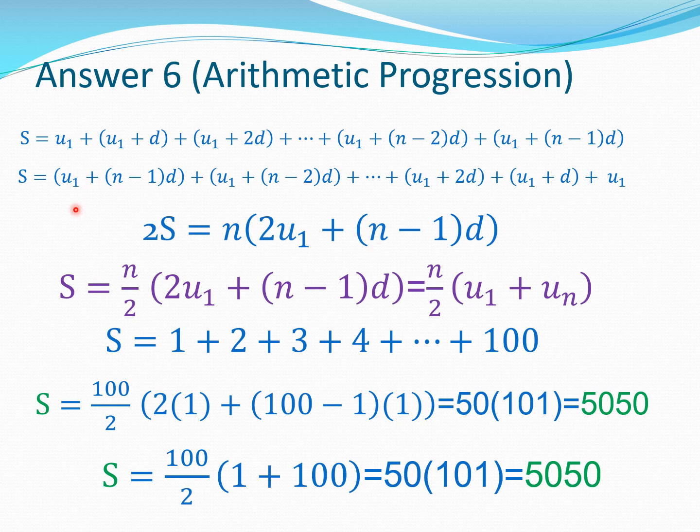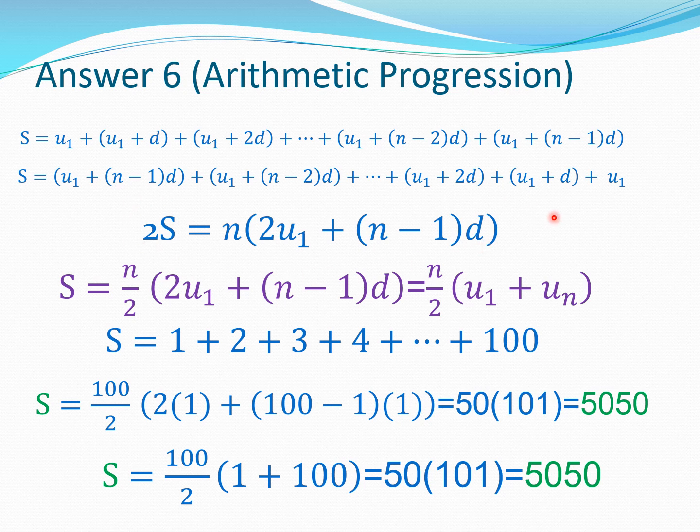So if you look at each of these values, you will see that if you add them, you get a 2u1 term and an n minus 1 d term. If you add this with this, you again get a 2u1 term and an n minus 1 d term, because this n minus 2 d plus d becomes n minus 1 into d.